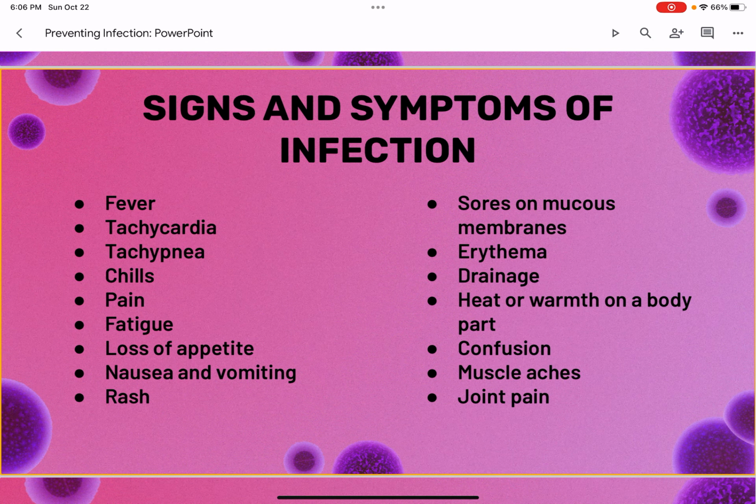Early signs of infection include feeling unwell, sore throat, coughing, fever, chills, nausea, diarrhea, or drainage from a skin wound. It's important that the CNA report these to the RN. Other signs and symptoms of infection are tachycardia, tachypnea, pain, fatigue, loss of appetite, rash, sores on mucous membranes, heat or warmth on a body part, confusion, muscle aches, and joint pain.